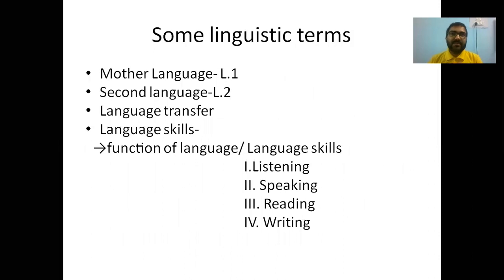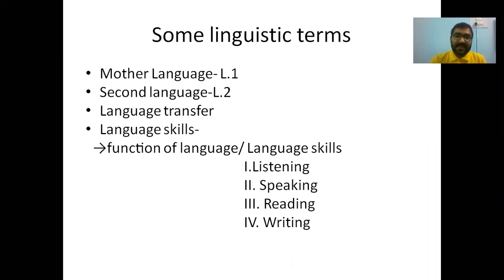Now, some terms we are going to study, which are used in linguistics or in language. When we are using language or studying linguistics, these are the terms we use off and on. First is mother language. The language a child learns by birth is called mother language, and that is called L1.